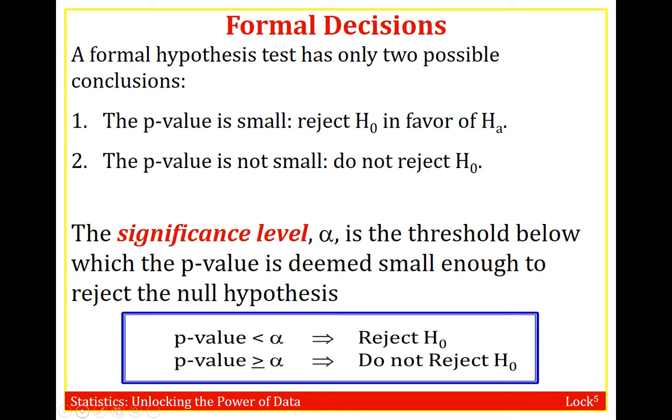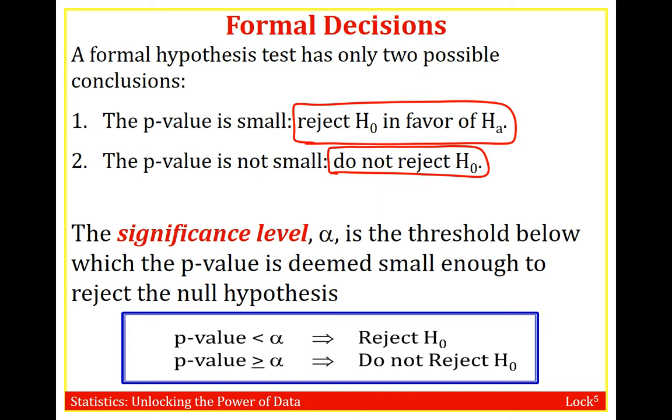I get some formal decisions here. The formal hypothesis test has only two possibilities. Something happens or something doesn't. The p-value is small. I reject H0 in favor of HA. That's my statement right there, because I got a small p-value. When I got that small p-value, I like it. The p-value is not small. I do not reject H0. Okay, now these are statements that we're going to have to go deeper into, because we can't make statements about irrelevance that we don't have information about.